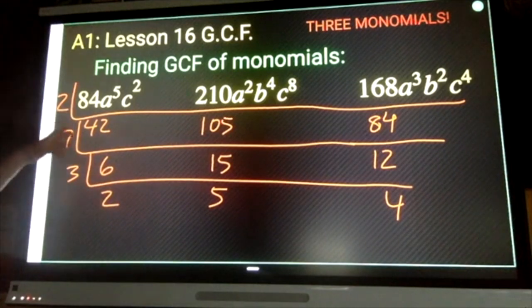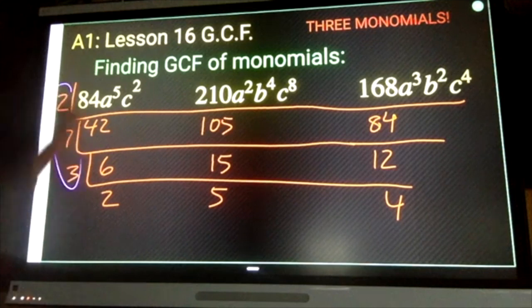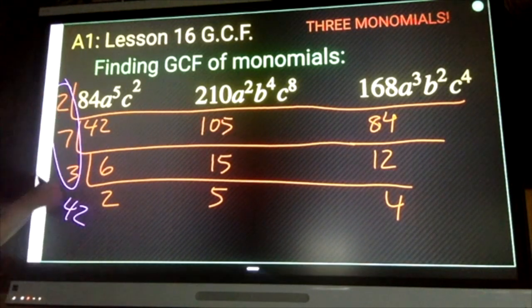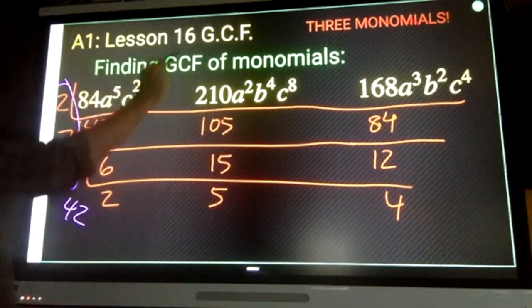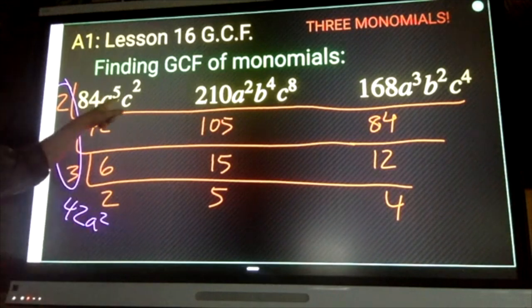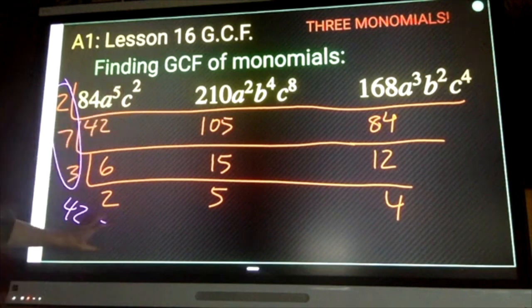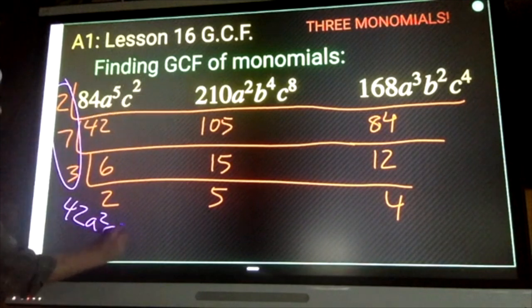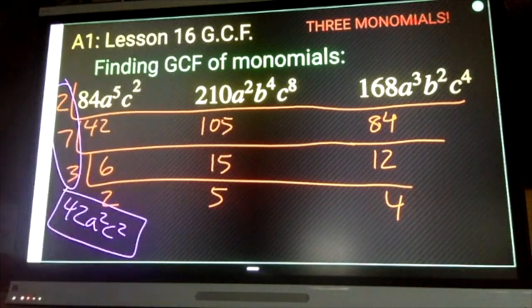Okay, so here's my GCF. 2 times 3 times 7, which is 42. All right, 42 is the biggest number that will divide into all 3 of the numbers at the top. And then for my variables, we've got a squared is the smallest. There is no b term here, which means b to the 0, which means I'm going to keep my b to the 0 and not have a b term here. And then c to the second power is the smallest c term. All right, and then that's my final answer, 42a squared c squared.